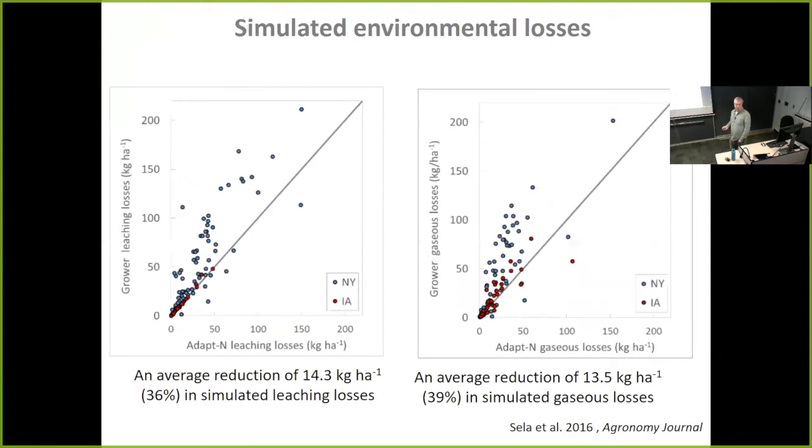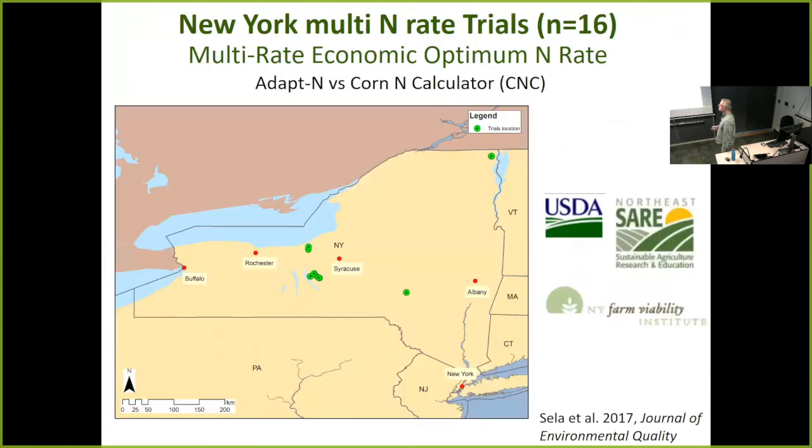What about the environmental losses? So this is simulated losses. This is not measured in all of those hundreds of trials. On average, there was a reduction of 36% in leaching losses and close to 40% in gaseous losses. So there's also a large environmental benefit in using a tool like AdaptN.